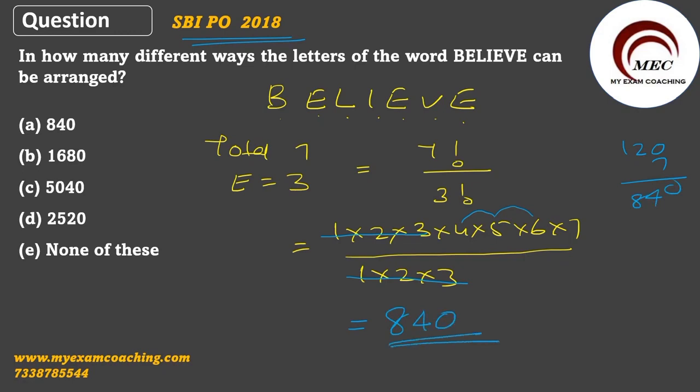So now check whether this answer is given or not. Yes, we have first option A, 840 is the correct answer. So simple way, I am sure this concept is very clear to you. अगर repetition of letters है तो repetition का factorial से divide करना है. अगर repetition नहीं है, then you can find out the total factorial. अगर repetition है तो repetition का factorial से total को divide करना है. Okay, let us go to the next question.